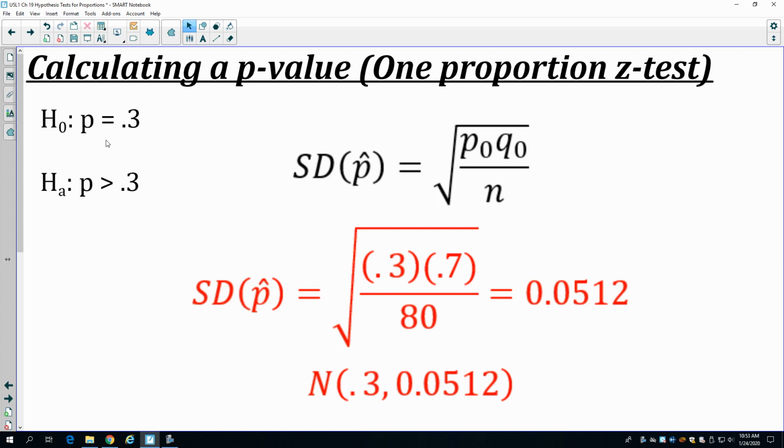So here are our hypotheses. Now we're going to calculate a standard deviation, or standard error, for our sample proportion. We have to use our null values here. So if you can see, I've used 0.3 and 0.7. We selected 80 wells, and so our standard deviation is 0.0512. Again, I'm using my null values. And that's why in the equation you have that sub-zero for P and Q. That is related to the null hypothesis over here.